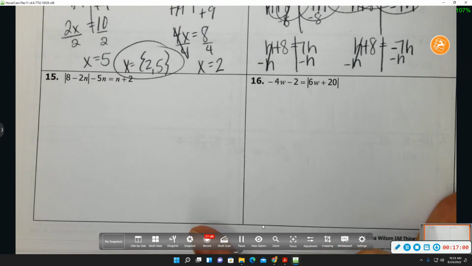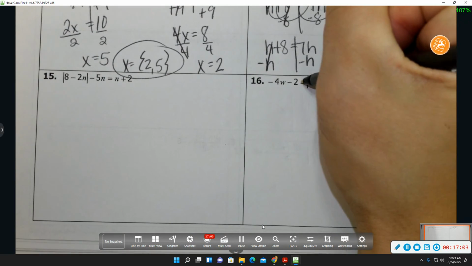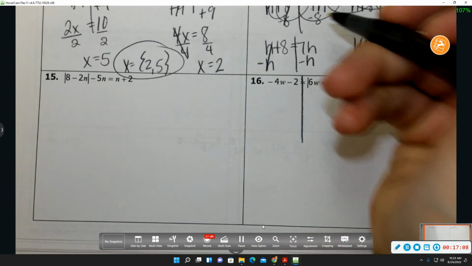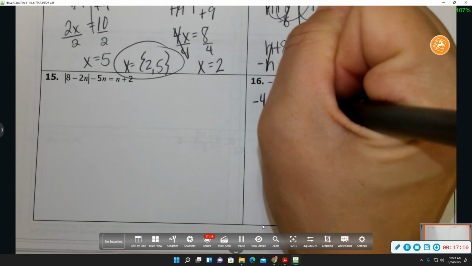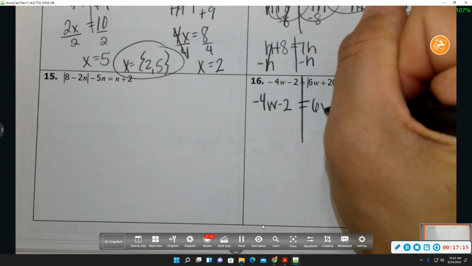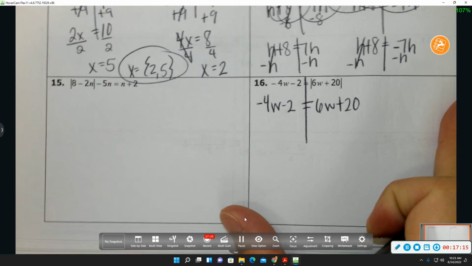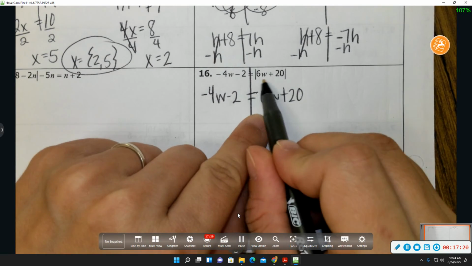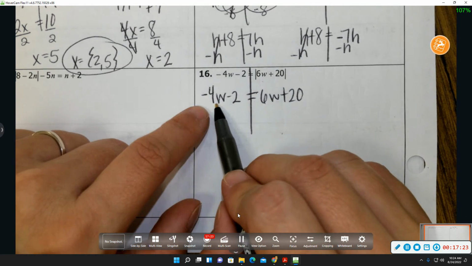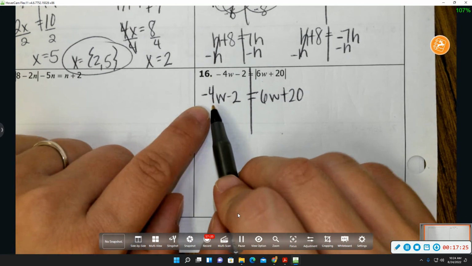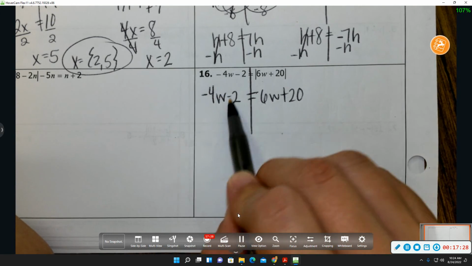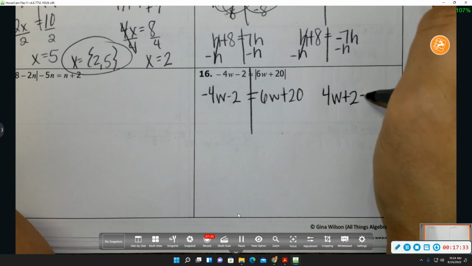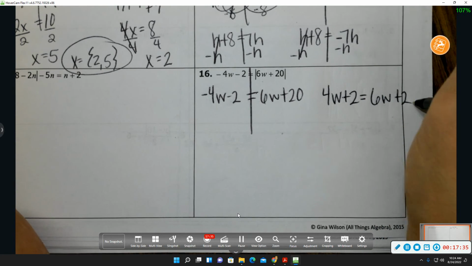Let's see, let's do number 16. So the absolute value is already isolated, so I can go ahead and drop it. Now, that's your first expression, but you need your other expression. Well, you never change what was inside the absolute value. You only change the opposite side of it. And you change the sign of everything over here. This was -4. So I'm going to do positive, and then I'm going to say +2, and then set it equal like so.